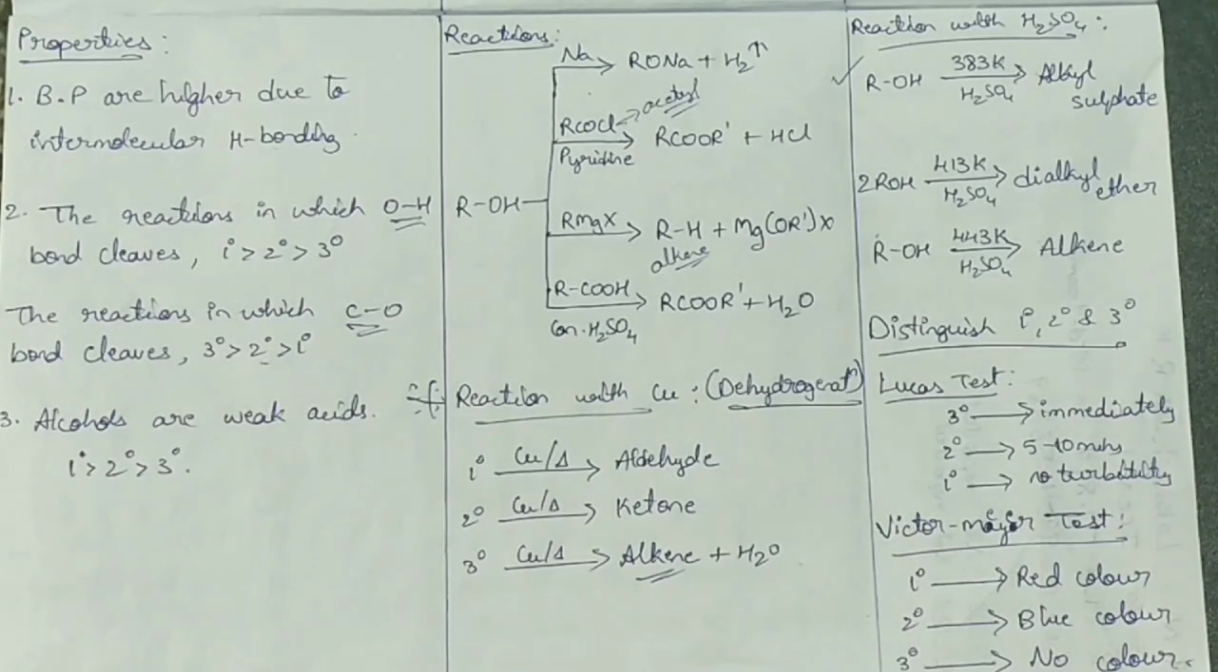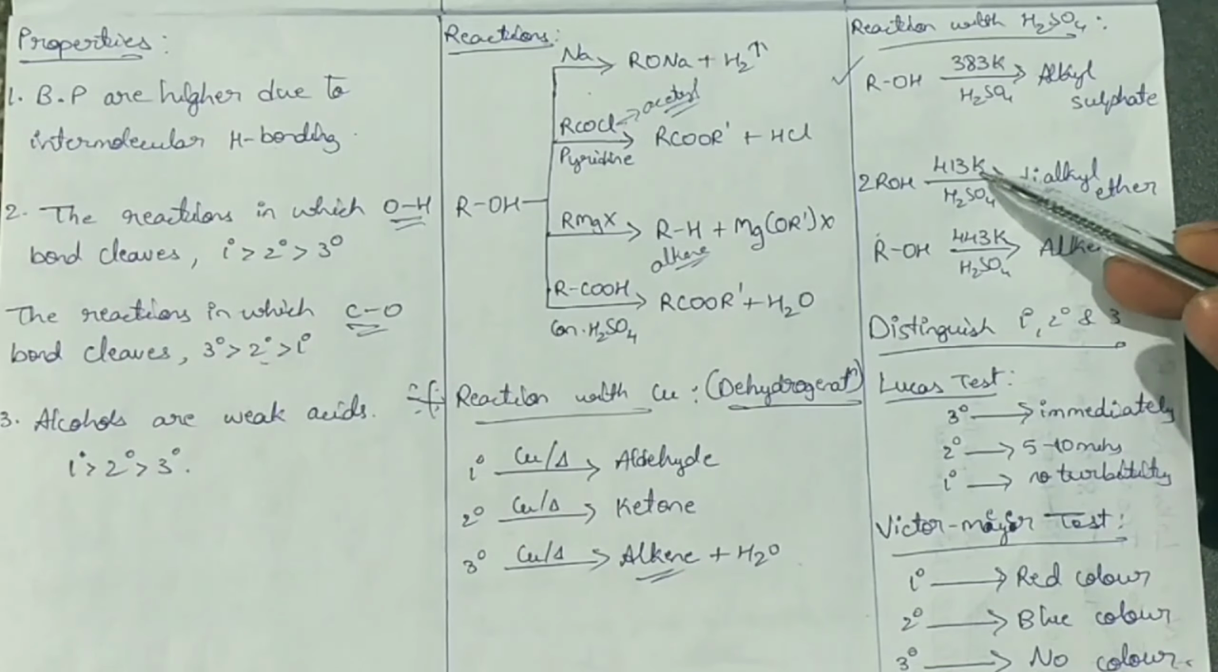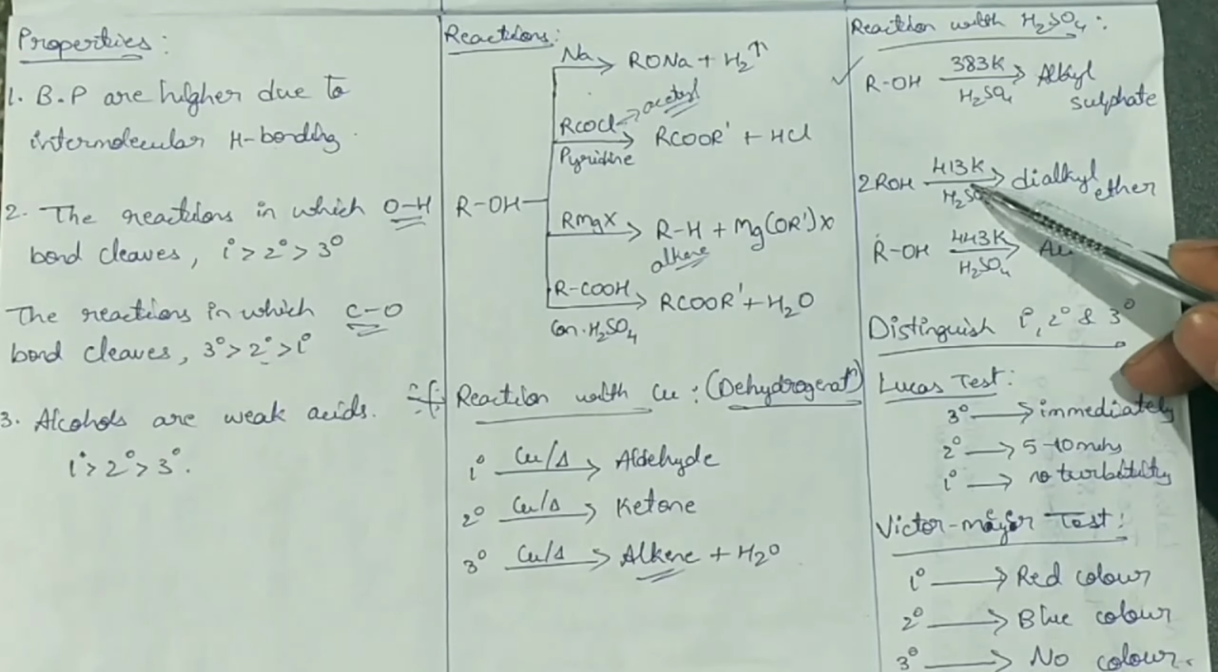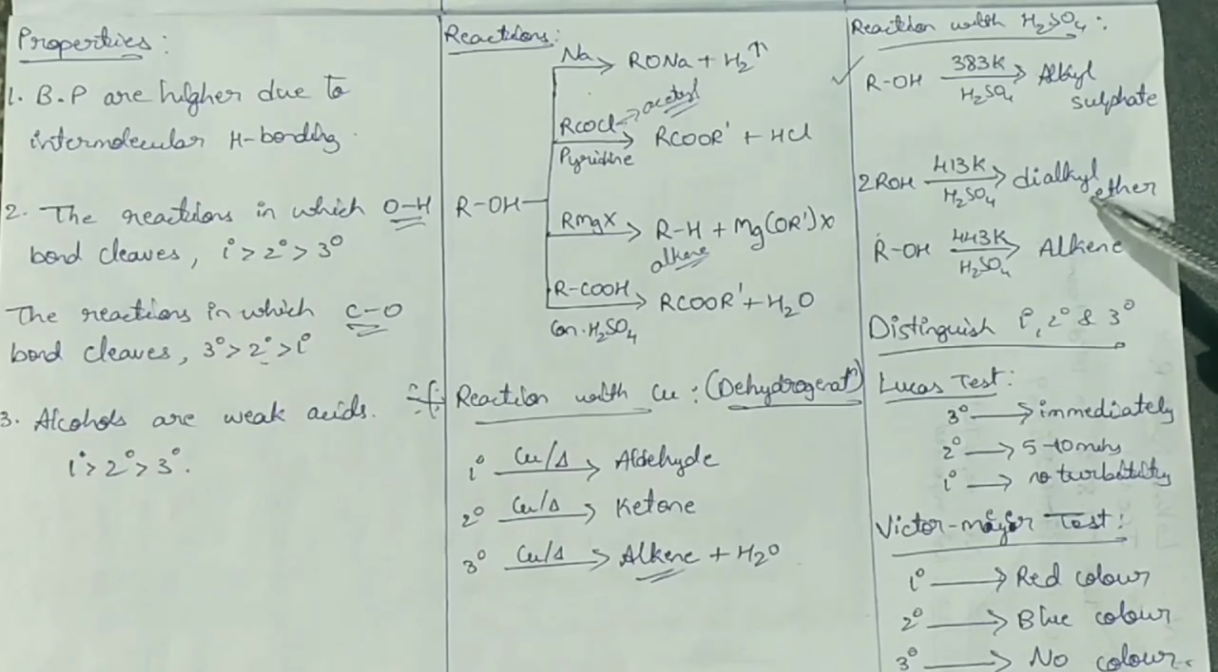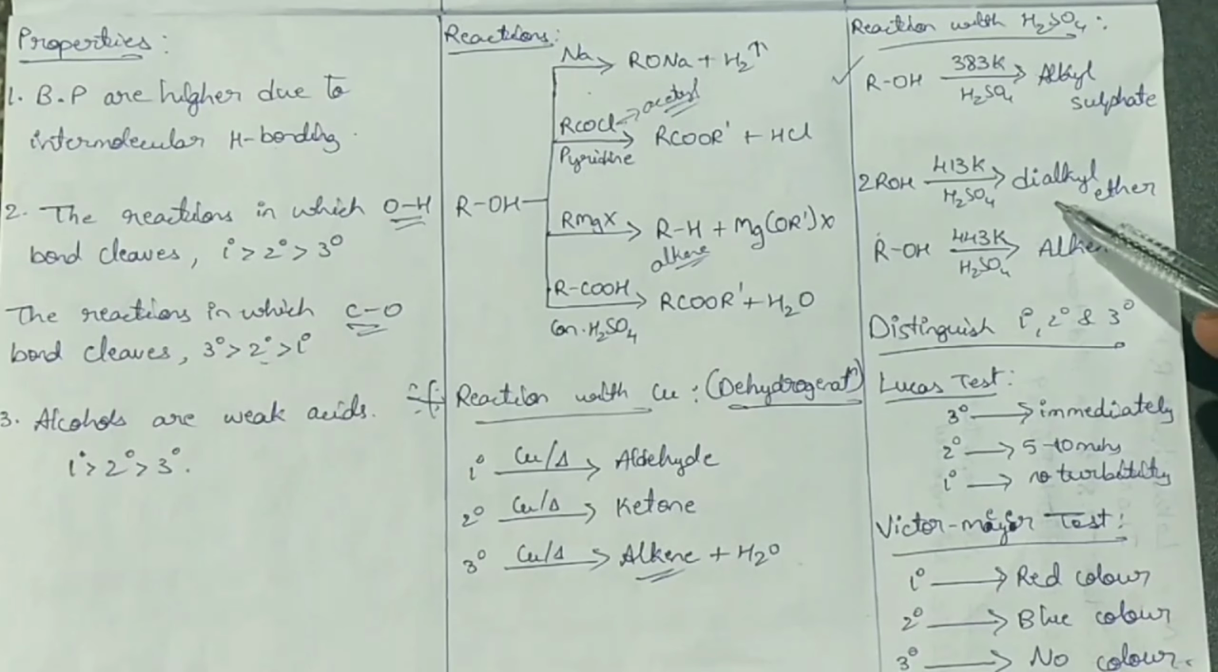Gives an alkyl sulfate. So next, when an alcohol is reacted with H2SO4 at 413 Kelvin, it gives a dialkyl ether.